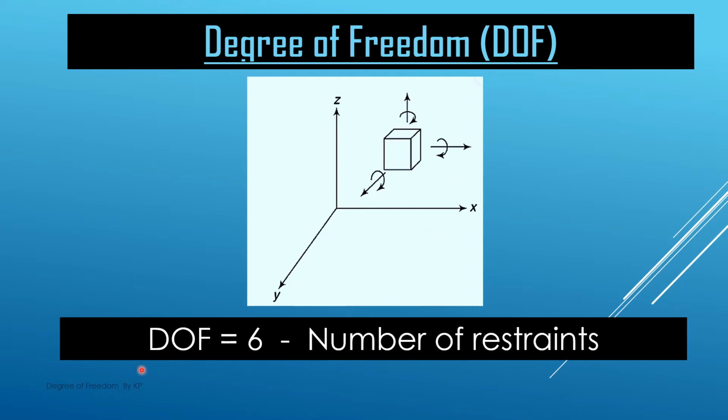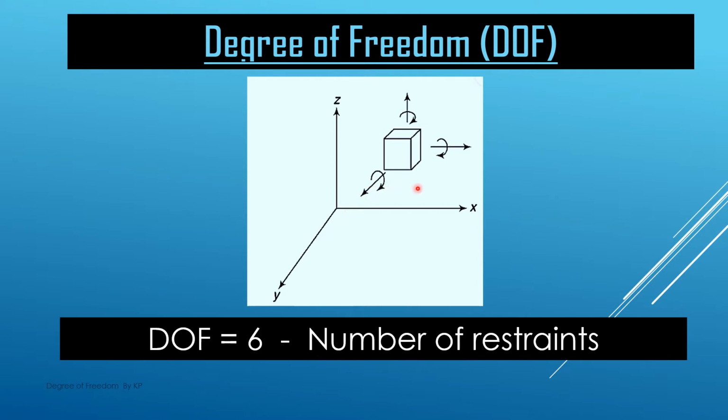So the formula to find out the degree of freedom is 6 minus the number of restraints. Number of restraints means if we restrict the motion of this body in a certain direction, we can have restriction on translatory motion, and we can have restriction on rotational motion. We put that term here, and whatever remains on the right hand side, that we call the degree of freedom.